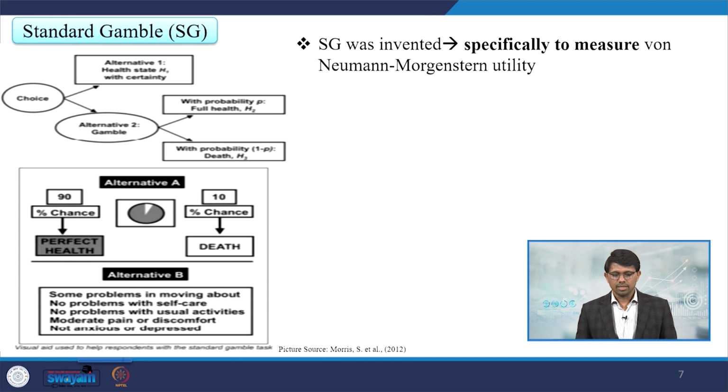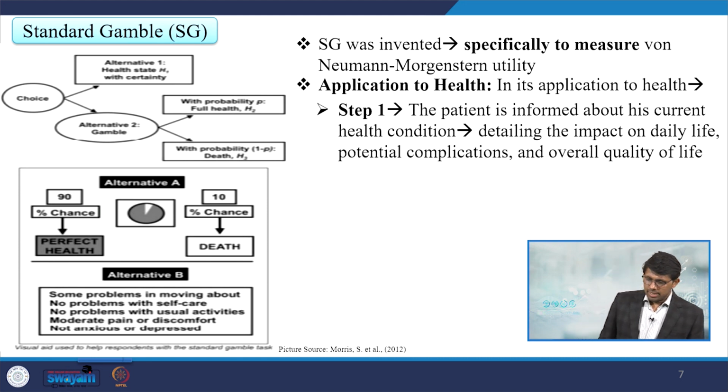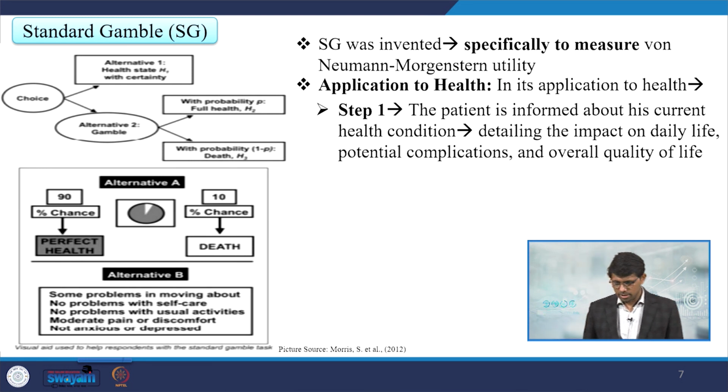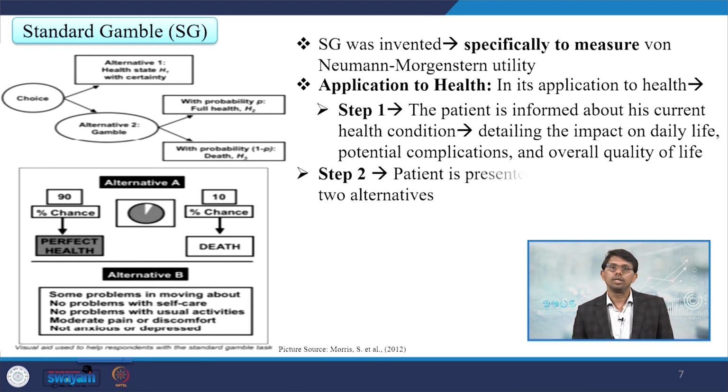This SG was invented specifically to measure Von Neumann and Morgenstern utility. This is applicable to healthcare or health. There are steps involved to understand the standard gamble. In step 1, the patient is informed about his current health condition, detailing the impact on their daily life, potential complications, overall quality of life, etc.